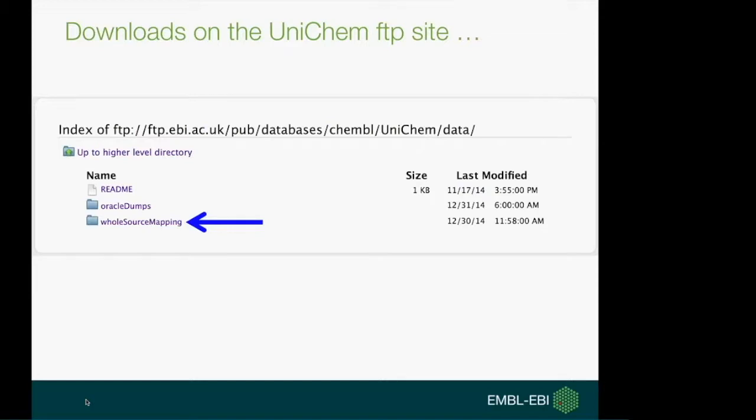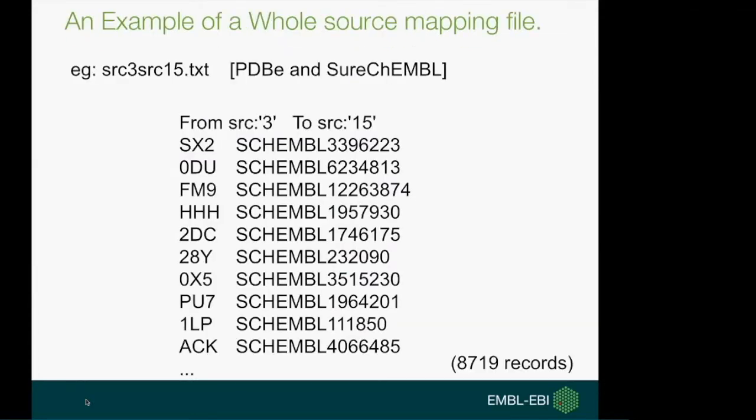The other major directory in the data directory is a whole source mapping directory. Without going into too much detail, basically it contains files which link between the different identifiers of two different resources. So this file, for example, source 3, source 15, gives you all the linkages between source 3, which is PDBe, and SureChEMBL. All the possible permutations are computed and dumped into that folder. You just have to find the one that's appropriate for you.